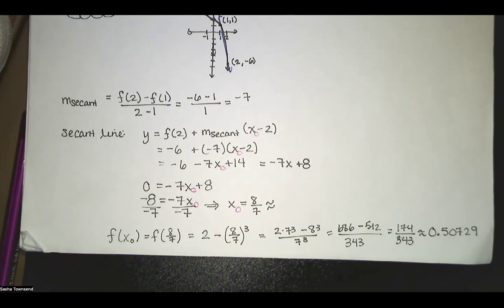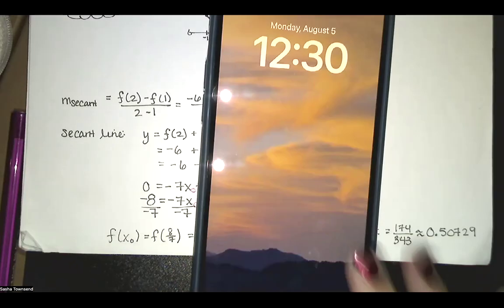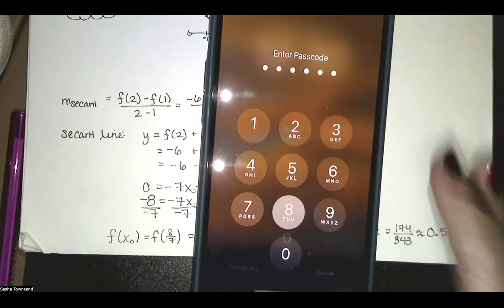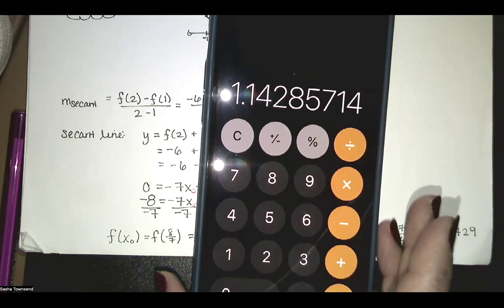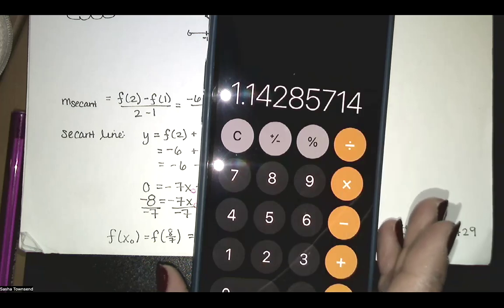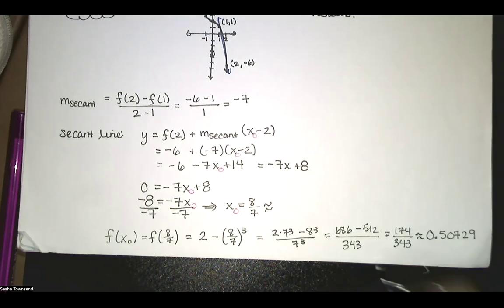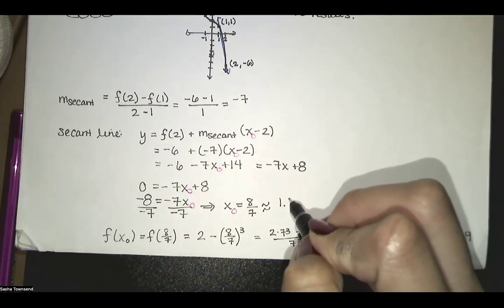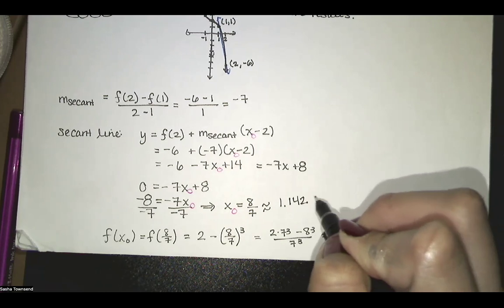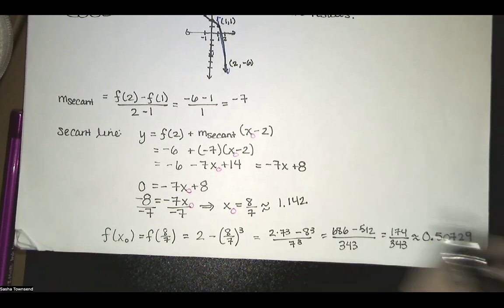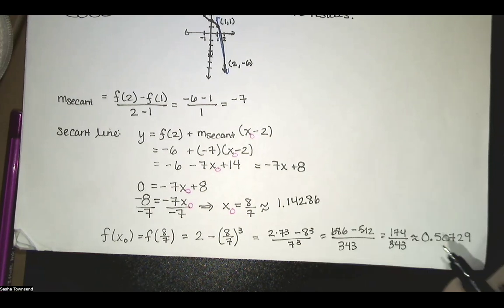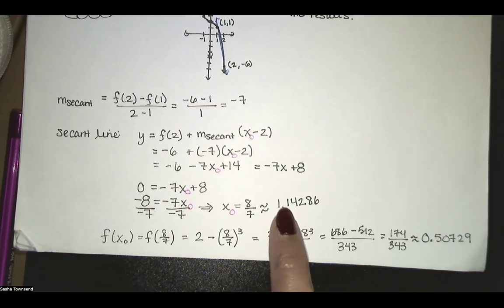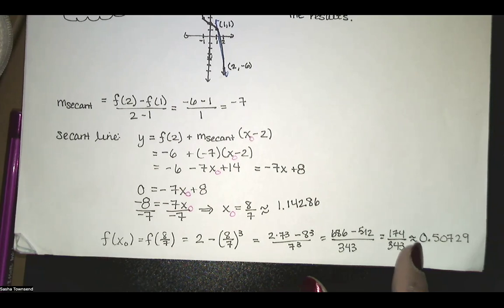And this 8 divided by 7, I can use my calculator for that as well. It's 1.14285. So we'll say that's approximately 1.14285. I'll round up to 86. So that's my x value, my first guess, and that's the corresponding y value.